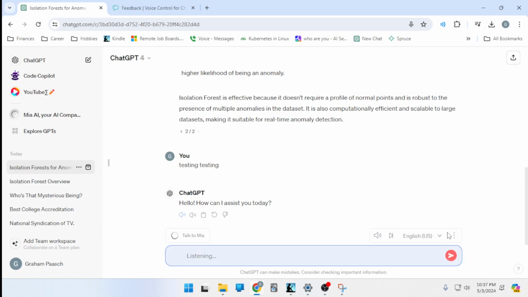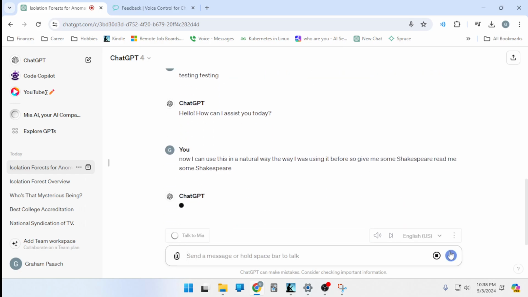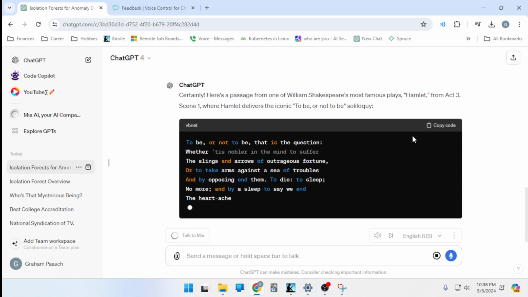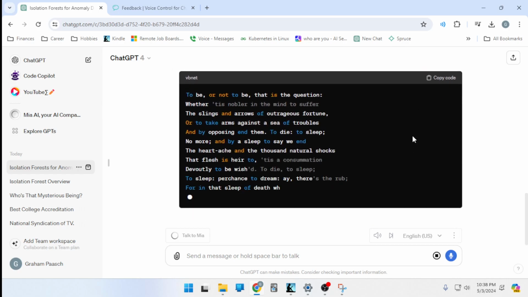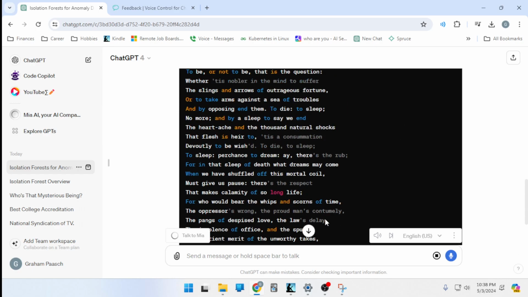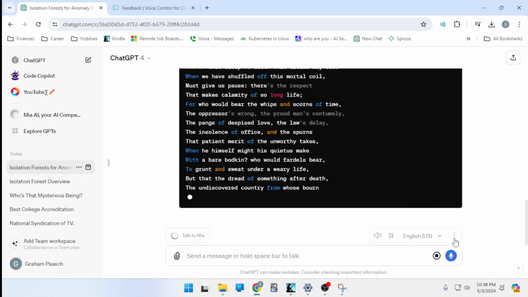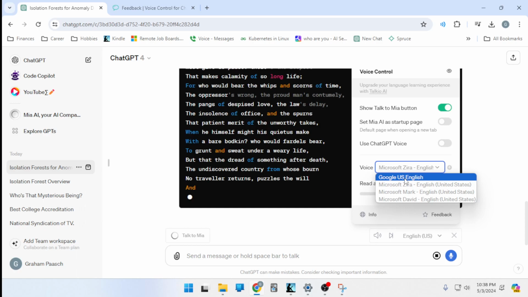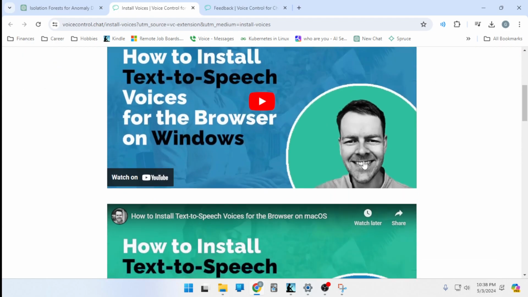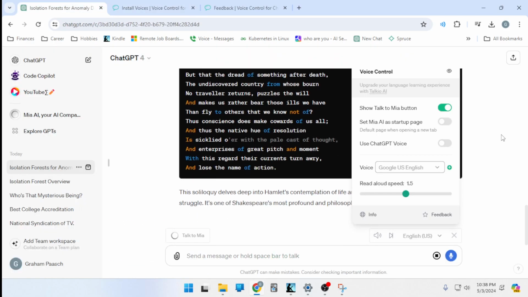There. Now I can use this in a natural way, the way I was using it before. So, give me some Shakespeare. Read me some Shakespeare. All right, so it's a lot slower than before. You know what? I'm pretty happy with that other voice, so we're just gonna keep it at that voice. Looks like we can add some more voices, but I'm pretty happy with how it was.